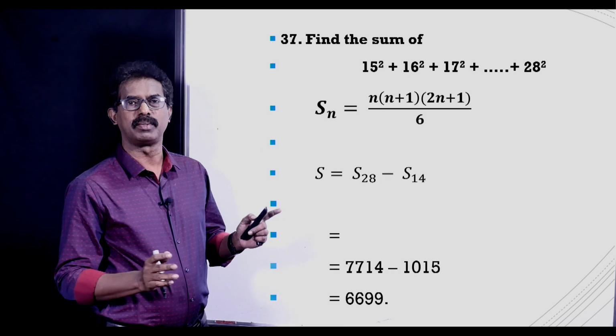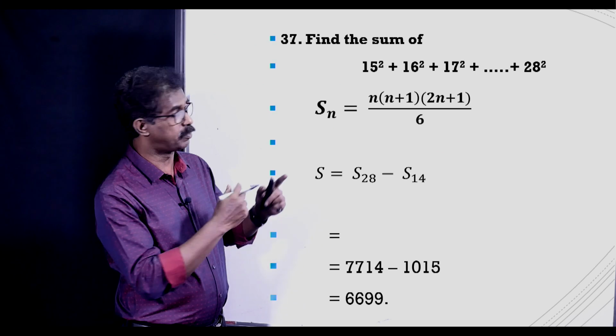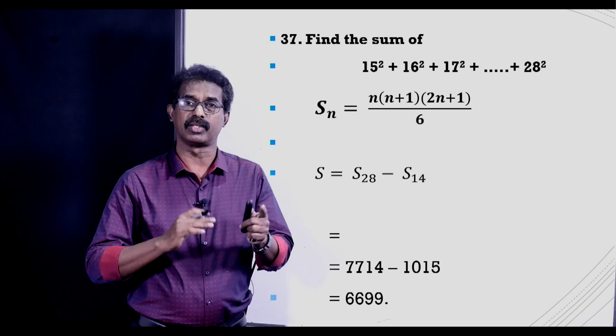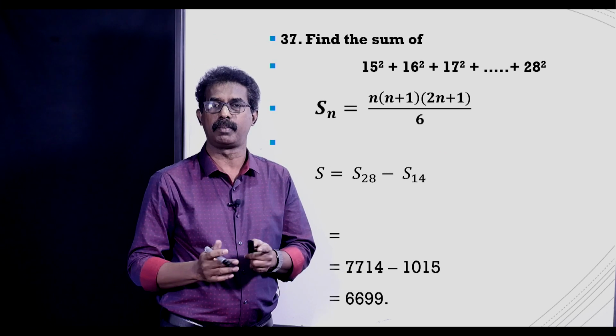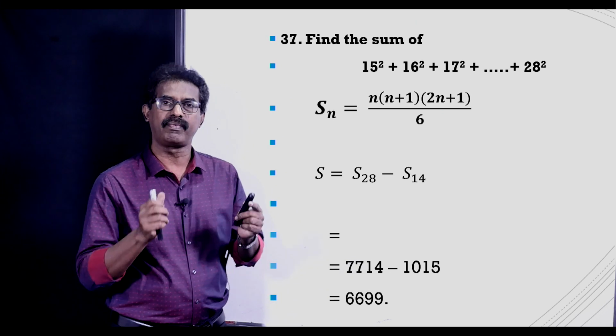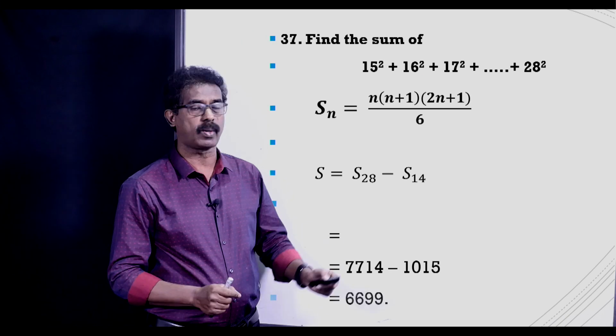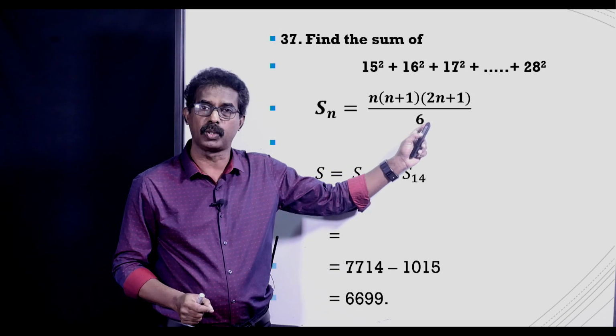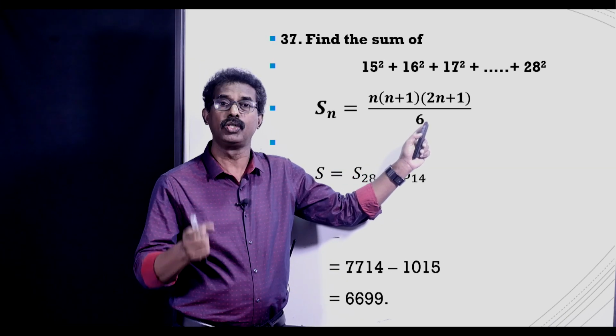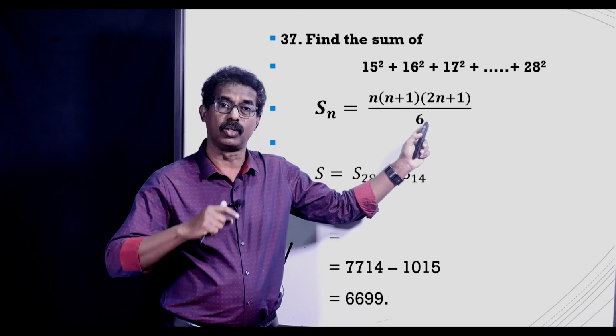Find the sum. Very simple question, right? Sum of special series: sum of the squares, sum of the cubes, or sum of first n natural numbers. All the three formulas you studied. Sum of first n natural numbers, what's the formula? n into n plus 1 by 2. Sum of the squares, this is the formula: n into n plus 1 into 2n plus 1 by 6. Sum of the cubes: n into n plus 1 by 2 the whole square.